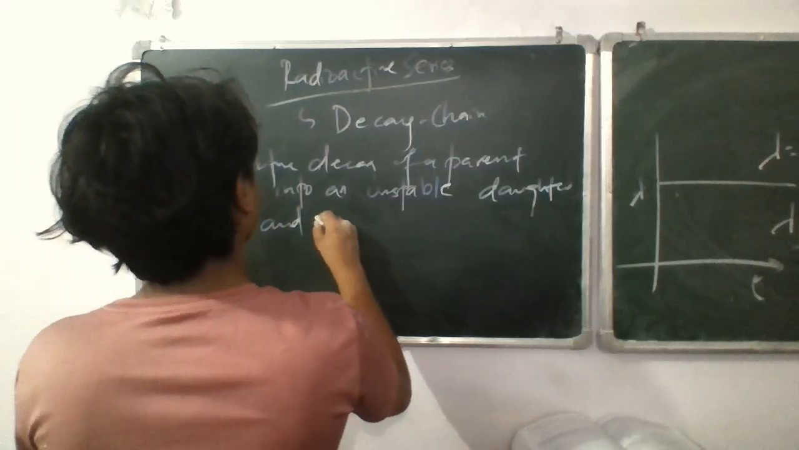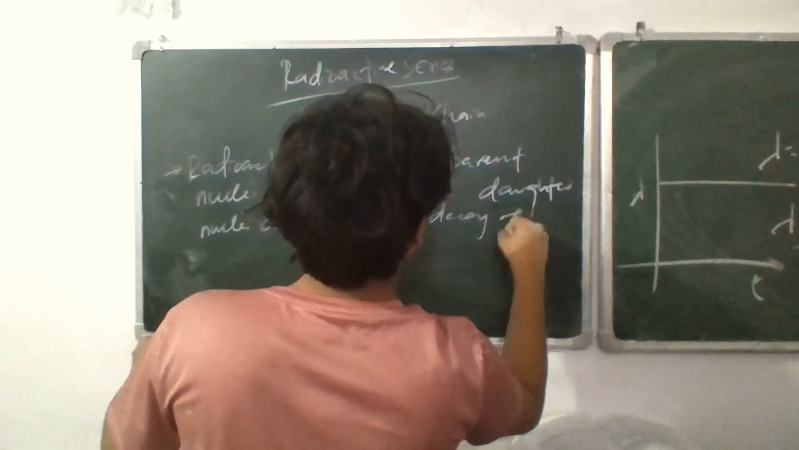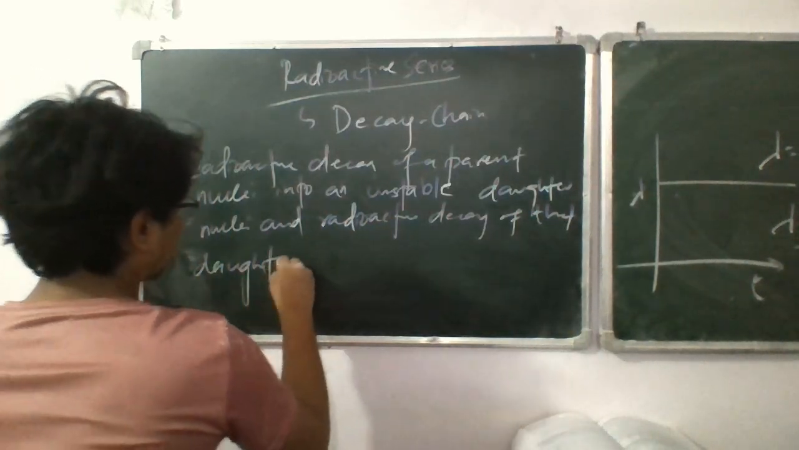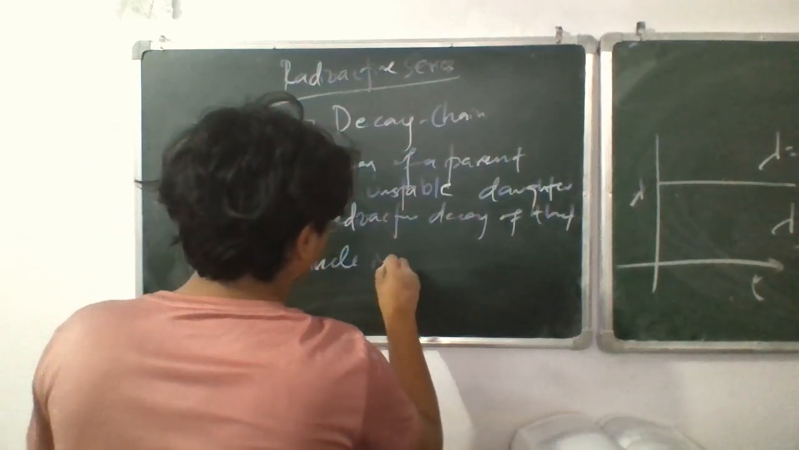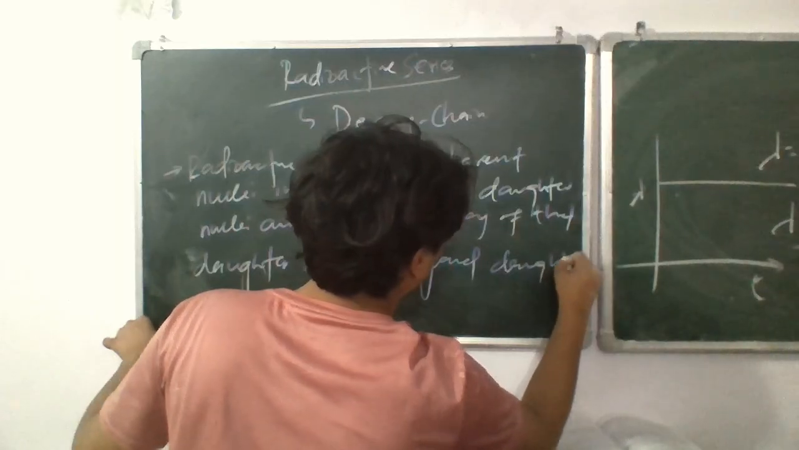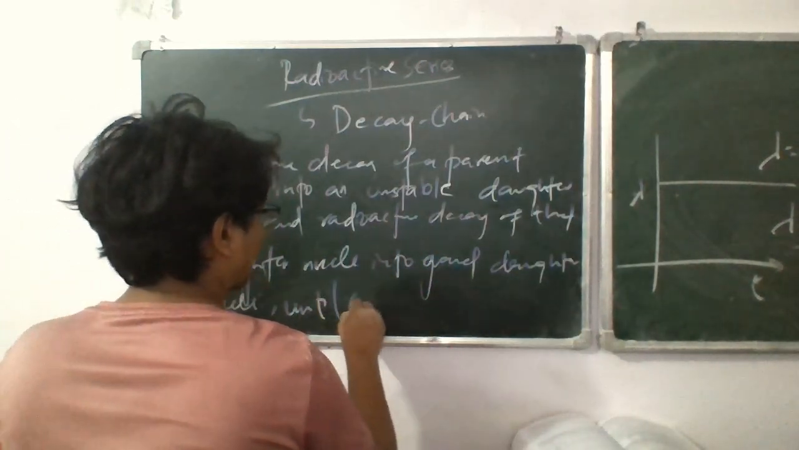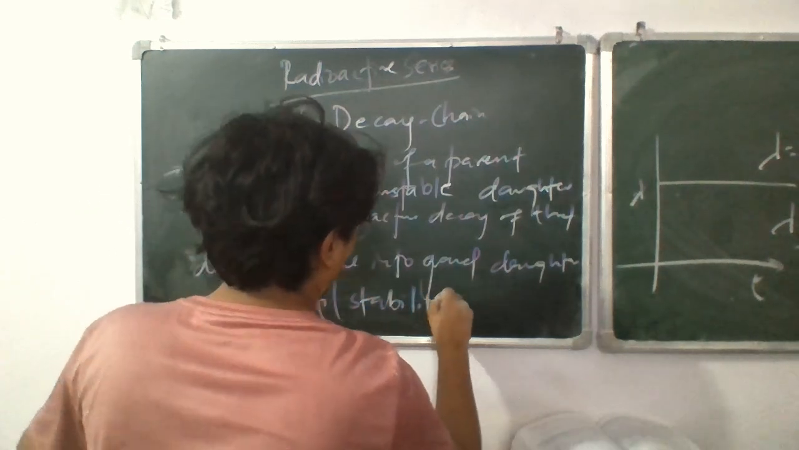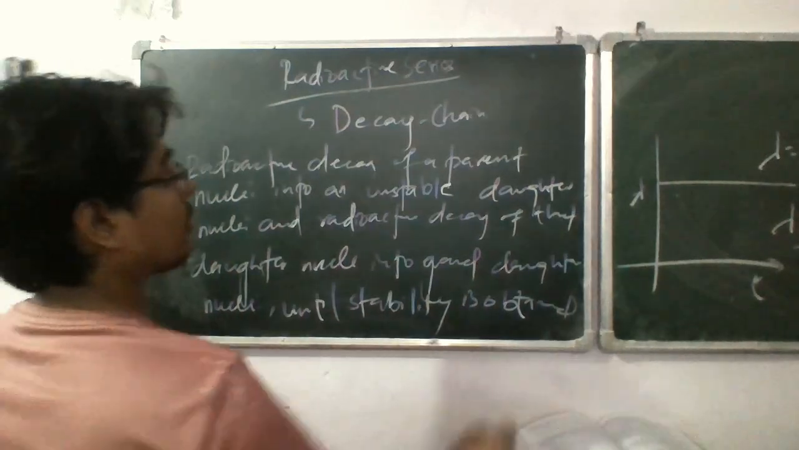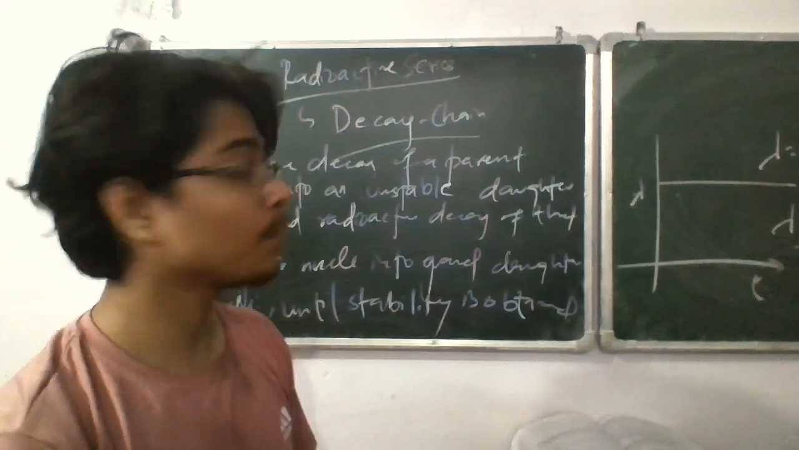and radioactive decay of that daughter nuclei into granddaughter nuclei, until stability is obtained. This is what we call a decay chain or radioactive series.